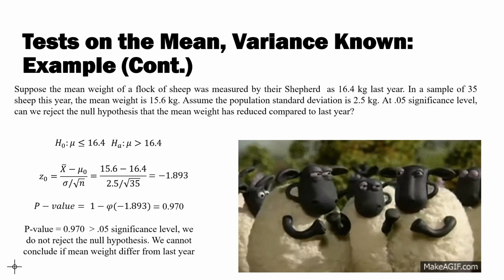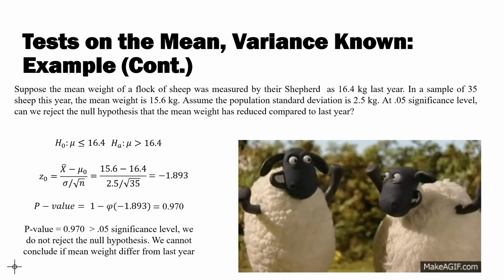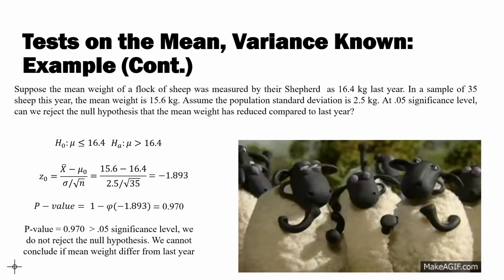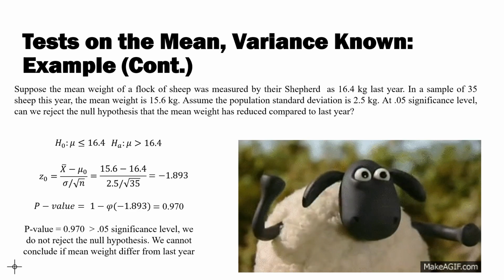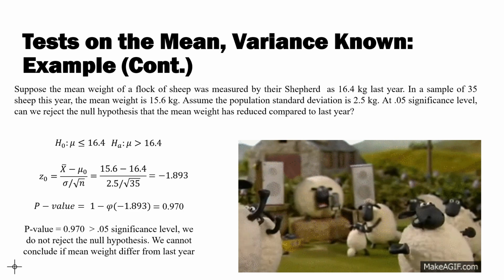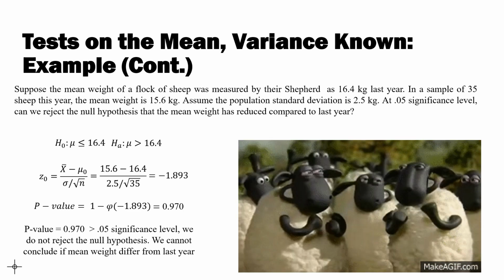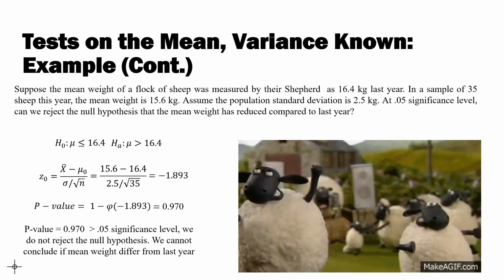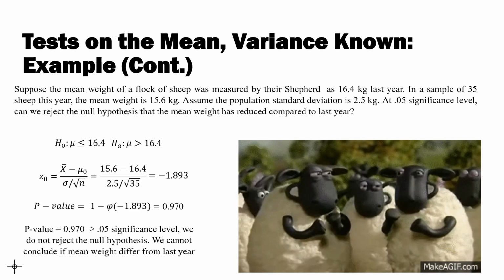For the p-value approach, we need to find the probability of observing even more extreme values, which equals 1 minus the CDF of our z-test value. This probability is 0.97, which is greater than alpha. So, again, we fail to reject the null hypothesis.